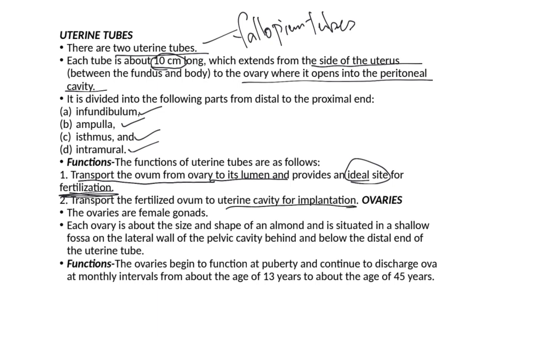Okay, so the next organ is ovaries. Ovaries are female gonads. Each ovary is about the size and shape of an almond, and it is situated in a shallow fossa on the lateral wall of the pelvic cavity, behind and below the distal end of the uterine tube. What are the functions of ovaries? Begin to function at puberty and continue to discharge ova at monthly intervals from about the age of 13 years to about the age of 45 years.